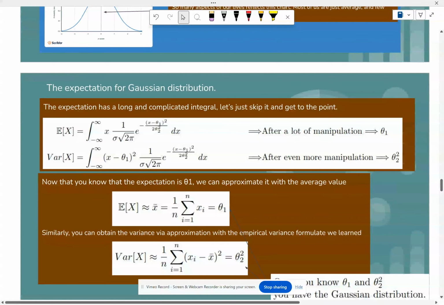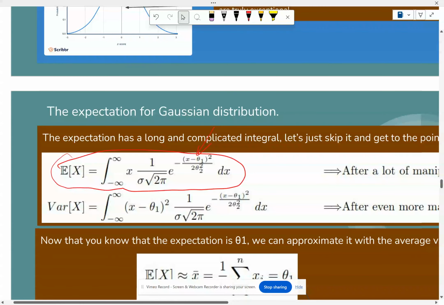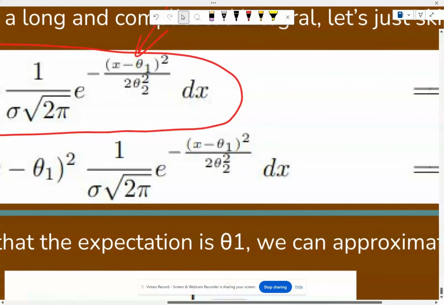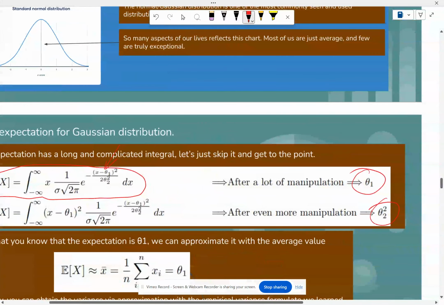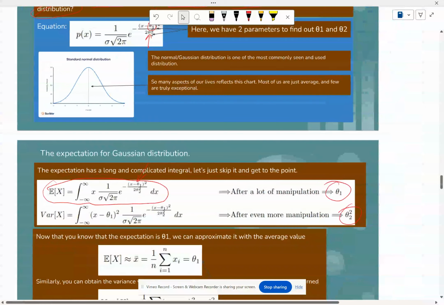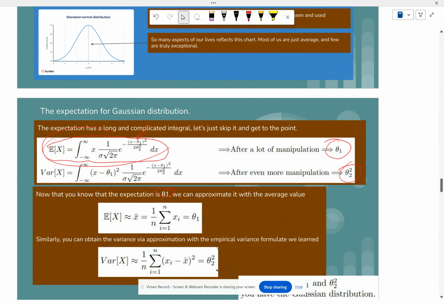Okay, so like I told you, if you find the expectation or the mean, after a lot of calculation, that's theta 1. So if you just calculate the average value, you can plug that right here. And then you calculate the variance. I think in the last class, we went over how to calculate the variance. You calculate the variance, that is going to be theta 2 squared. Once we know theta 1 and theta 2, we can just plug them in, and now we have the equation.